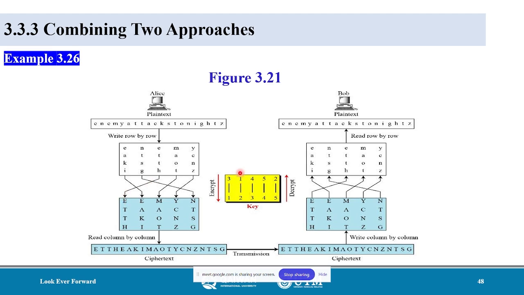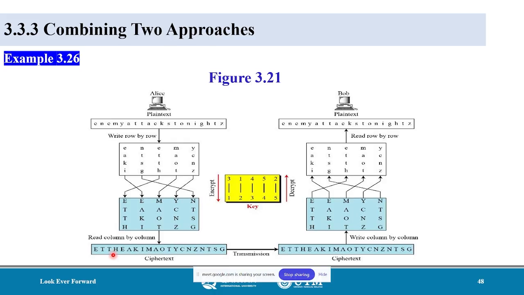Now we have 1, the first column. We will put it in the second position, because based on the key. Now the third one, which is a 4, we will make it in the place of 3. Now the 5 would be in the place of 4, and the 2 would be in the place of 5.